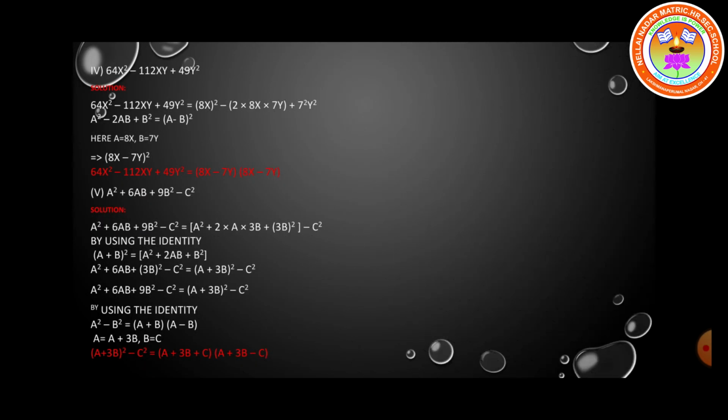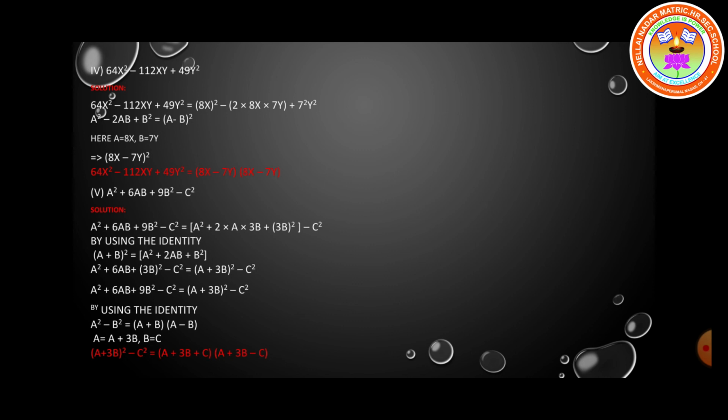64x square minus 112xy plus 49y square. 64x square can be written as 8x the whole square. 112xy can be written as minus 2 into 8x into 7y. 49y square can be written as 7 square into y square. So how to write it? 8x minus 7y the whole square, that is 8x minus 7y into 8x minus 7y.